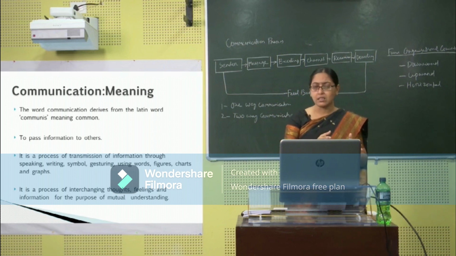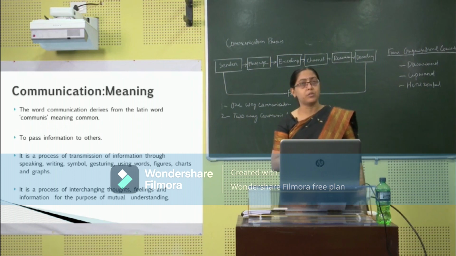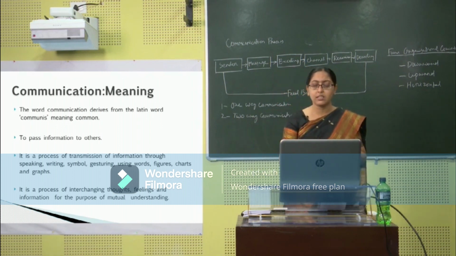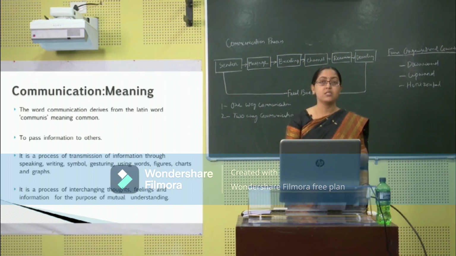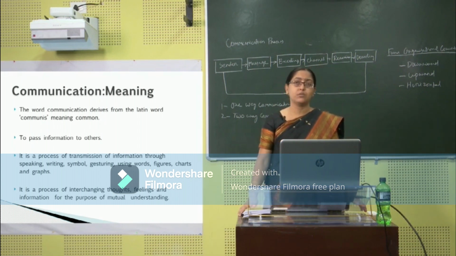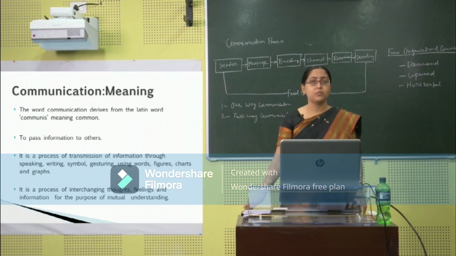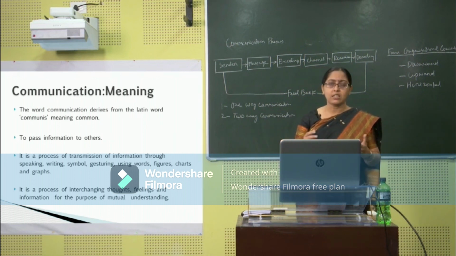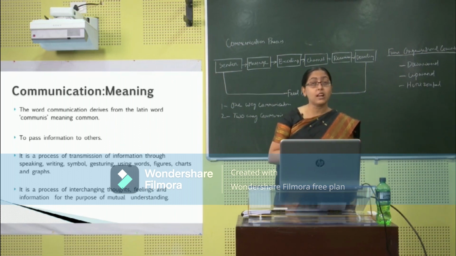Then in another way, it is a process of transmission of information through speaking, writing, symbols, gesturing, using words, figures, charts and graphs. These are certain elements through which we have to communicate with other people, because whatever we say, if it is not understood by others, then no communication happens. So, how does communication happen?